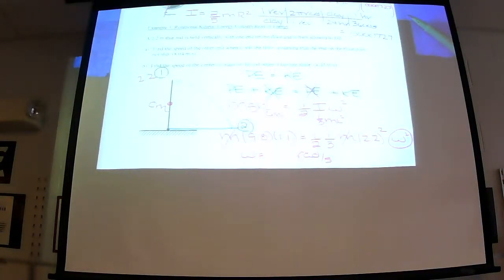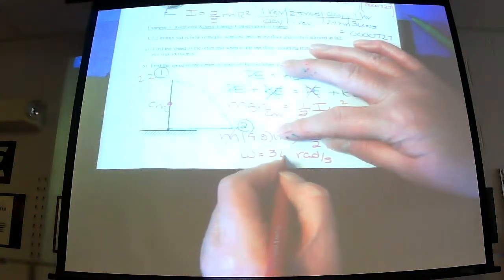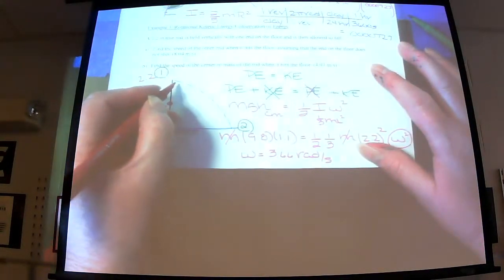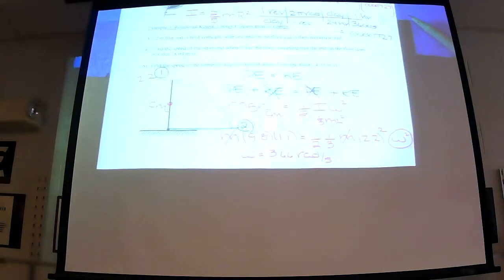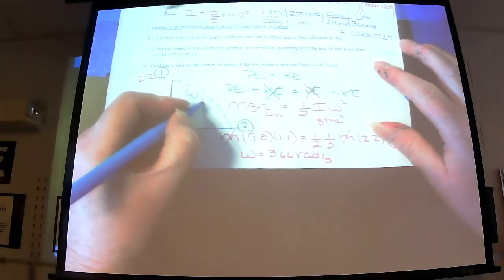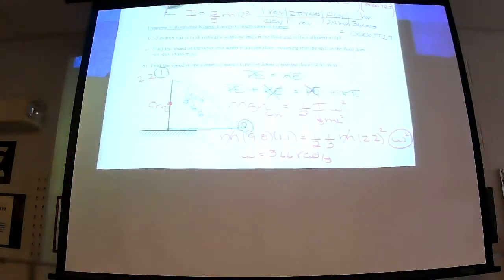I don't know if I did that. Oh, I did. I got 3.66. Someone else get that? Okay. So, as it's falling, this is how fast it's falling. W equals 3.66. That would be like if it was a merry-go-round, how fast the merry-go-round would be going around. That's how fast it's falling.